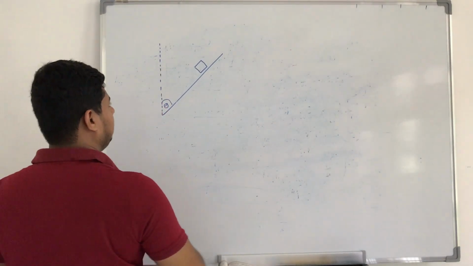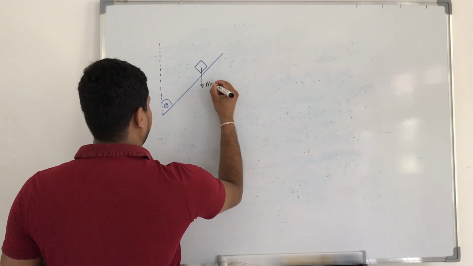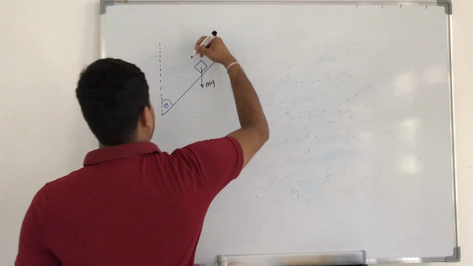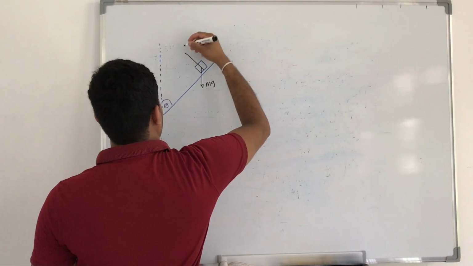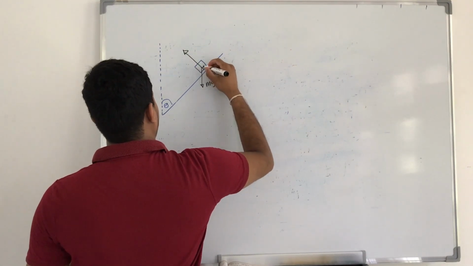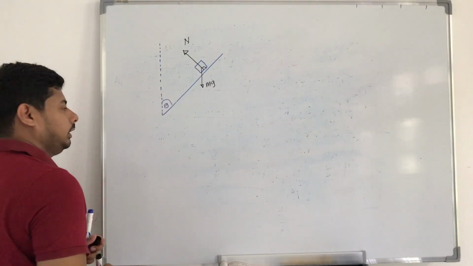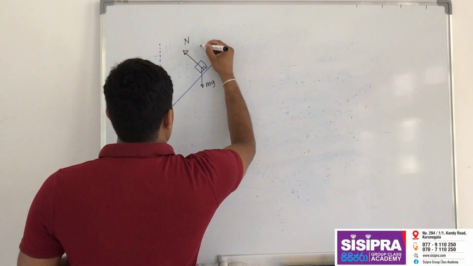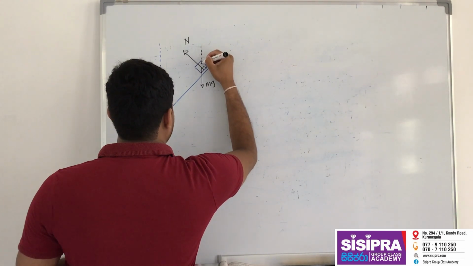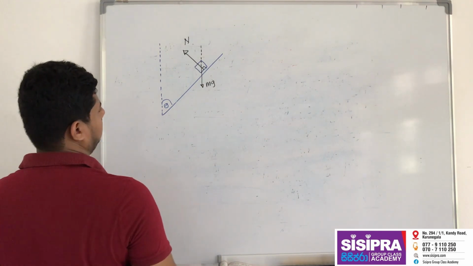So obviously there should be the weight of this one. So it is acting downwards. This is weight mg, and there's the perpendicular reaction force from the surface on the object. We will label it as capital N, the normal reaction force. And again you can label the angle also. If I draw the vertical axis here, so you can mark the angles.